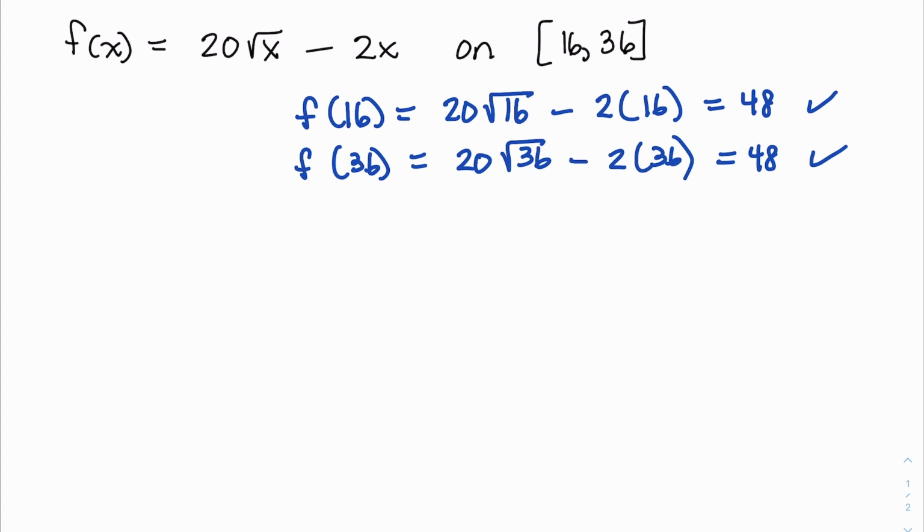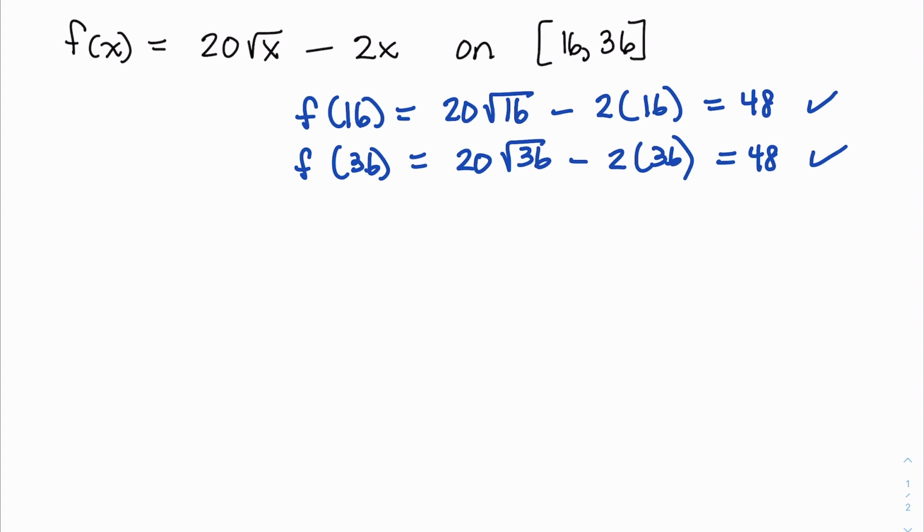So that means that somewhere in the middle of the interval, we are guaranteed a horizontal tangent. So what we do is we take the derivative of f and we set it equal to 0 to find where that horizontal tangent is. And we know that that location should be somewhere between 16 and 36.